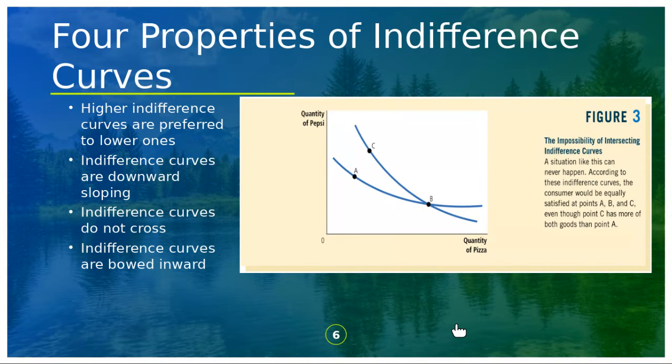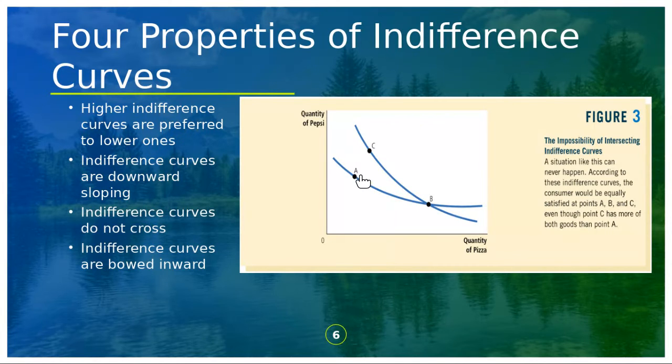Now, another aspect of this, though, is that because indifference curves represent a combination of bundles which are all equivalent, they cannot cross. To explain why, I want you to consider here our figure 3. Notice point A and point C. Clearly, point C is a higher quantity of Pepsi consumed and a higher quantity of pizza consumed. Based upon our first principle, based upon our first property, right, we said higher indifference curves are preferred to lower ones. So obviously, point C should be preferred to point A.